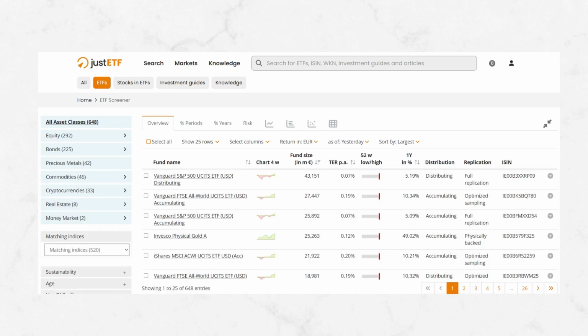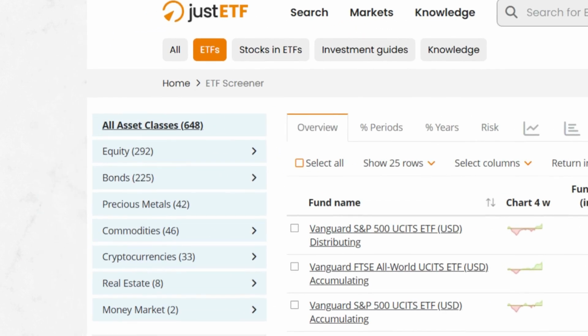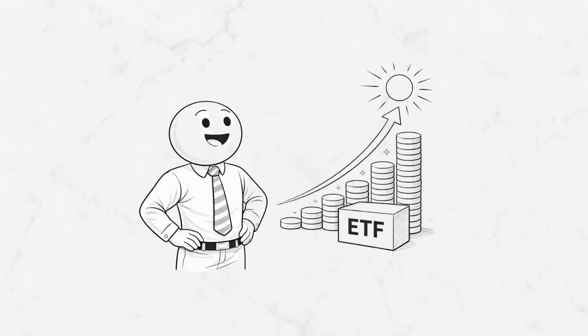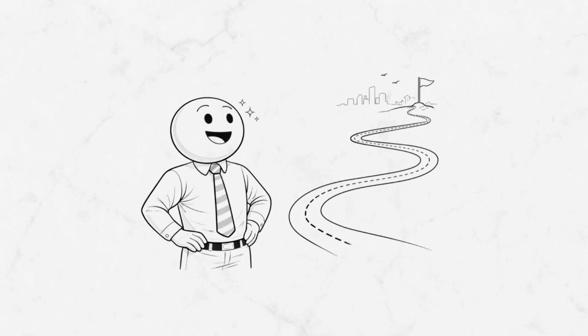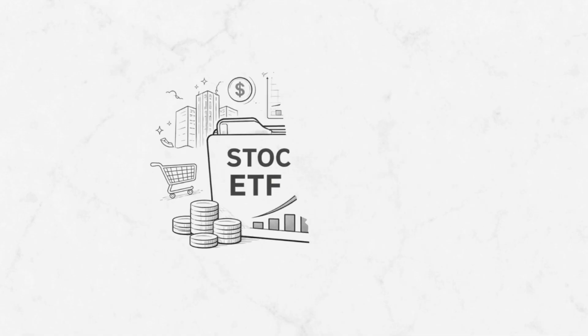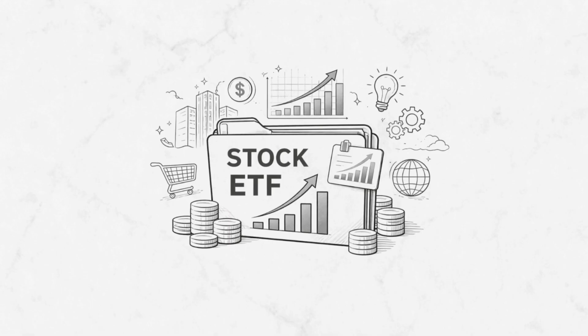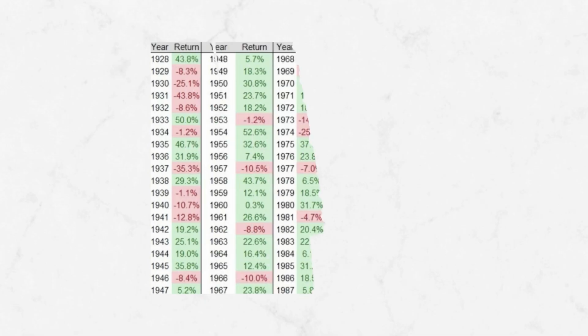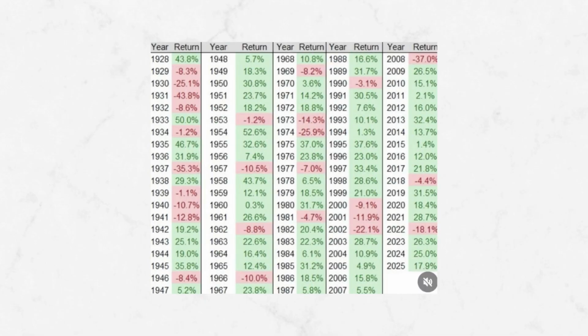On JustETF, you'll see categories like equities, bonds, precious metals, commodities, cryptocurrencies, real estate, and money market funds. If you are investing for long-term growth, especially if you're younger or you have a long time horizon, most people start with equity ETFs, meaning stock ETFs. Not because they are always comfortable, but because they have historically delivered the strongest long-term returns.